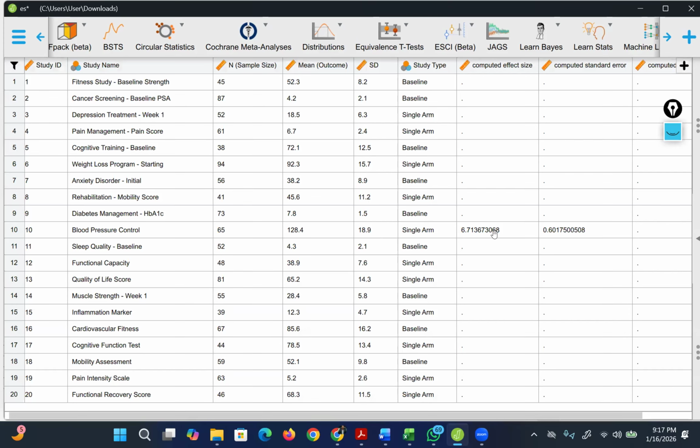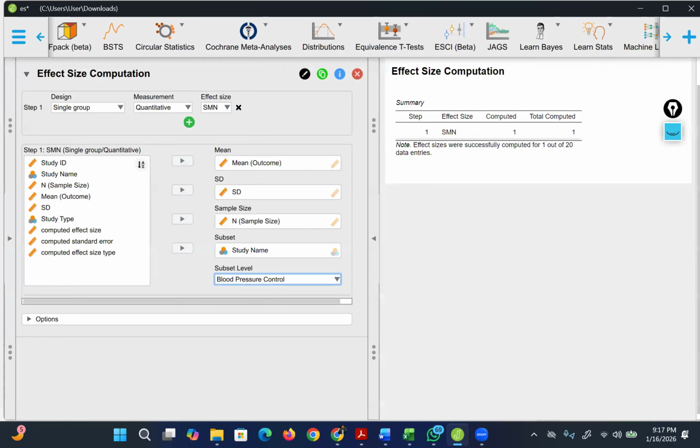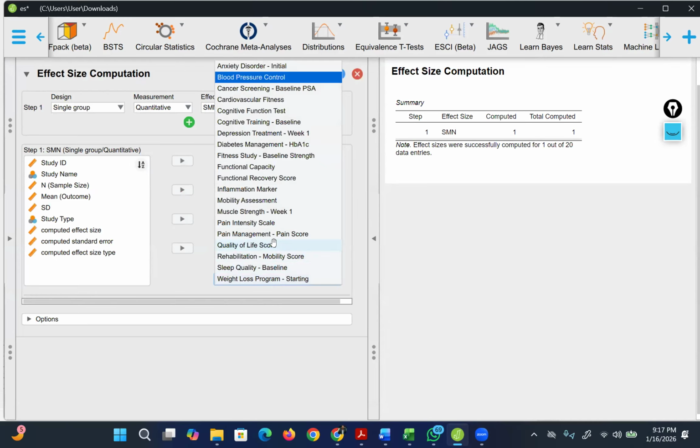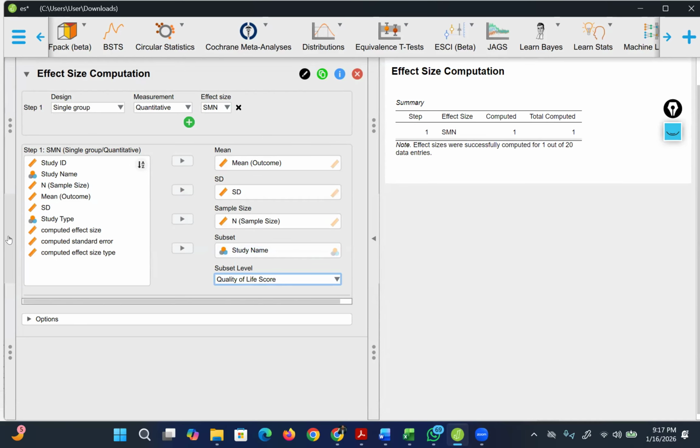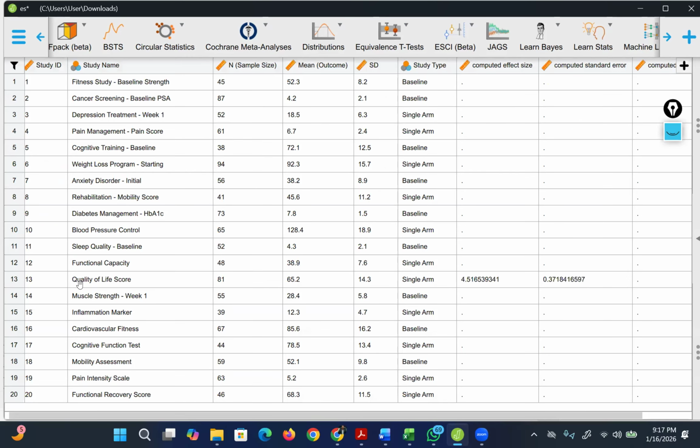But now the effect size is calculated study by study. For instance, in this case, if I say the quality of life score, the study will calculate. Now you see that the quality of life score is calculated for the effect size. Understand?